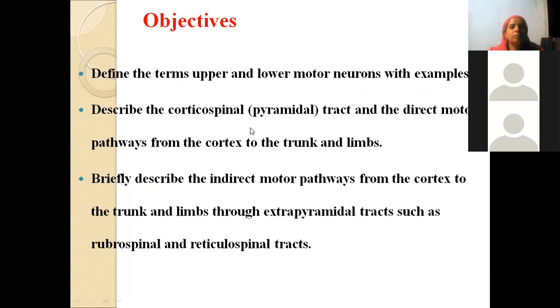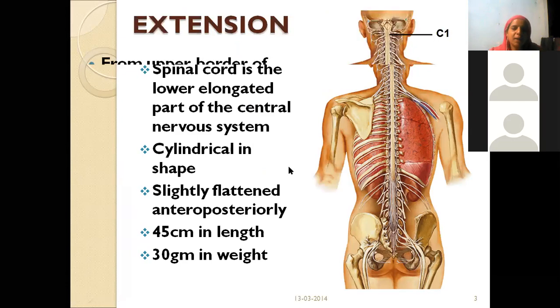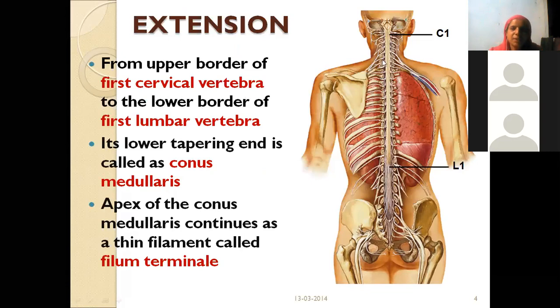So spinal cord is the lower elongated part of the central nervous system. It is cylindrical in shape, slightly flattened anteroposteriorly. Length is 45 centimeters and weight is 30 grams. Okay. So extension, it is extending from the first cervical vertebra to the first lumbar vertebra. From here till here only you have the spinal cord. See, the lower tapering part, this particular area, is like a cone. This is called as conus medullaris. Okay. From here you will see a thin filament continues. You call it as filum terminale.